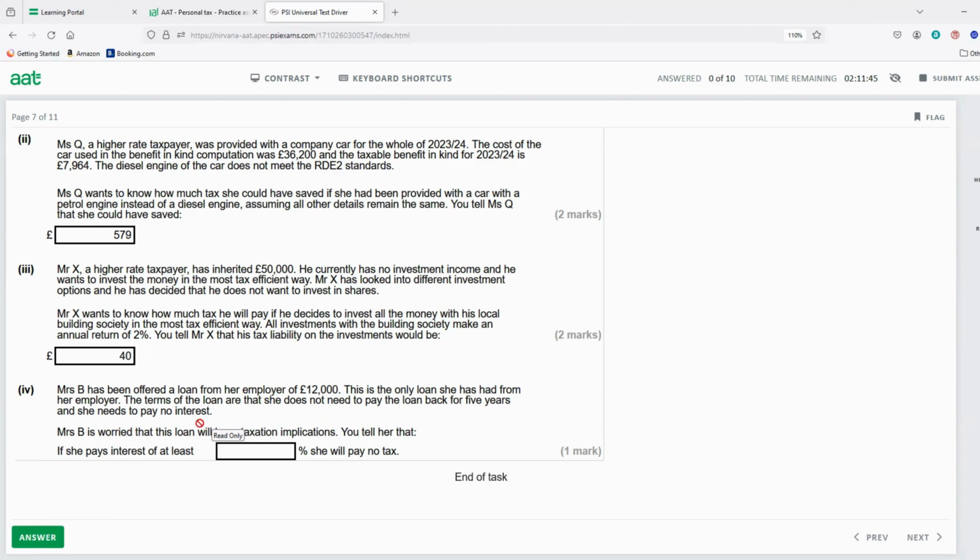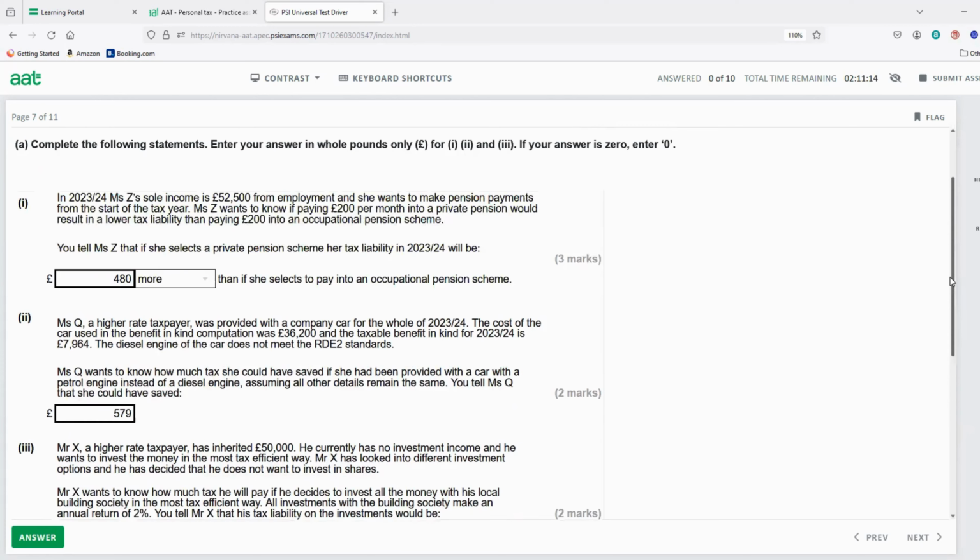So, if this was on a commercial basis, in other words, if the official rate of interest is paid on this amount, then there won't be any tax that she will be paying. So therefore, the official rate of interest is, remember, 2.25%. And if it was on a commercial basis, meaning at least the official rate of interest, this person will not be paying any tax on that.